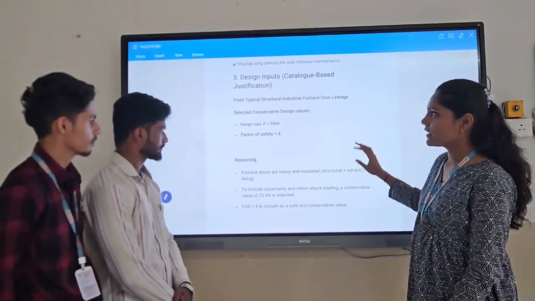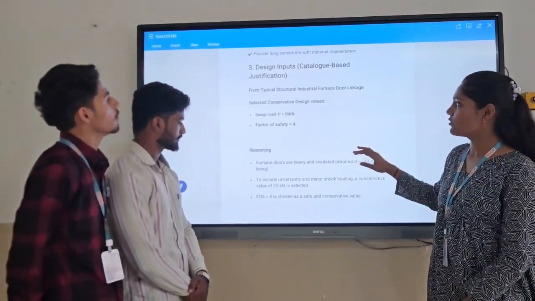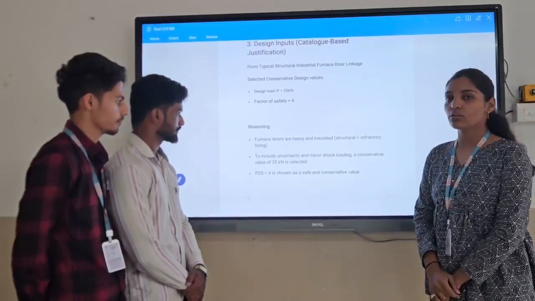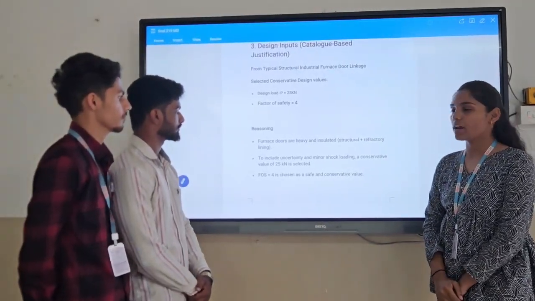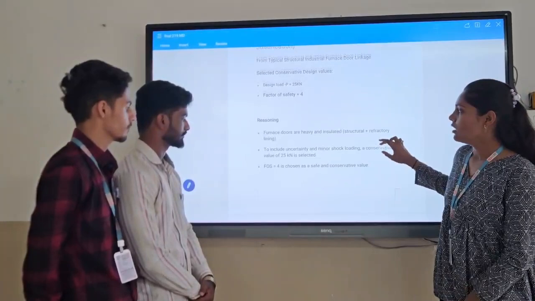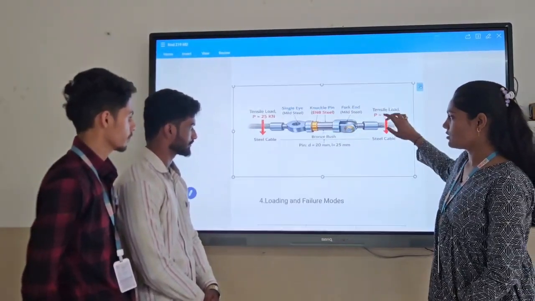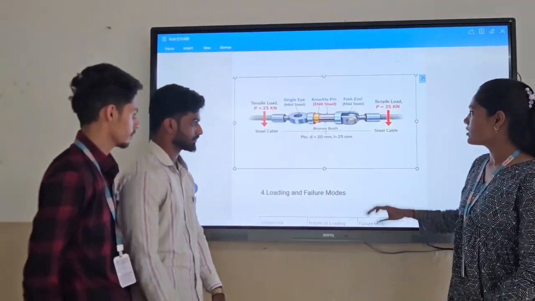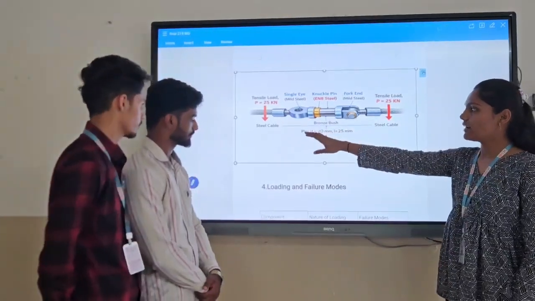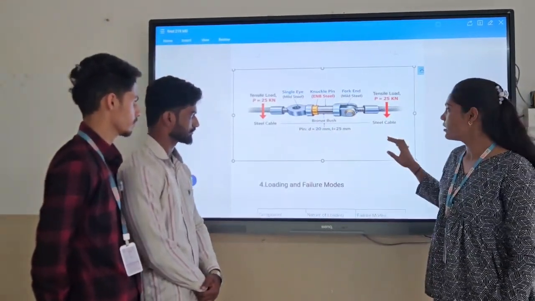So next are the design inputs for the catalog based on justification. The design load is 25 kN and the factor of safety is 4. These are the design inputs. In this diagram, there is a tensile load, a steel cable, a furnace door, and a steel cable.